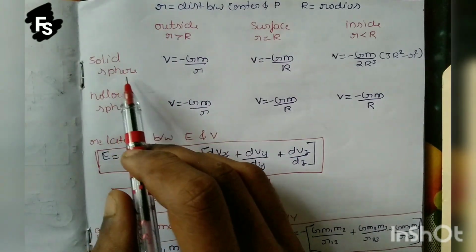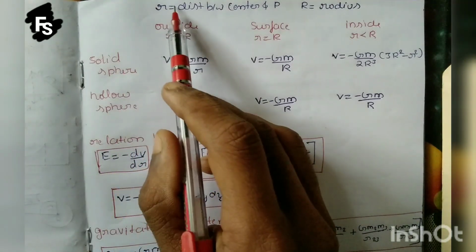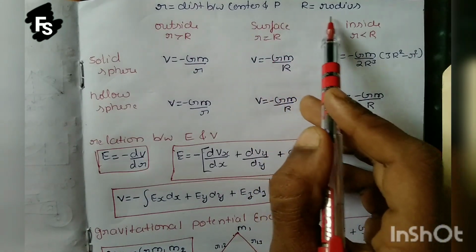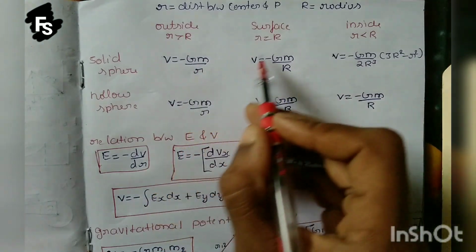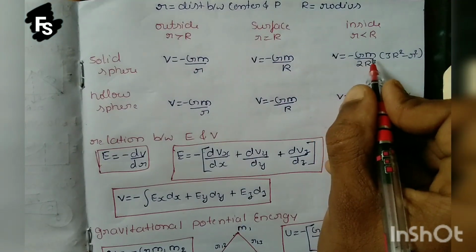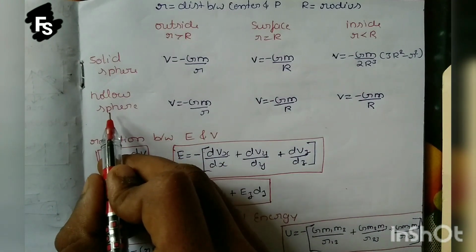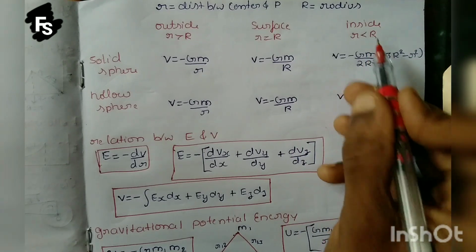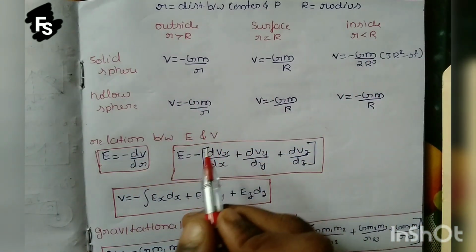See here. Next come to solid sphere and hollow sphere. Gravitational potential due to solid sphere and hollow sphere. See, small r is the distance between the center and P, capital R is the radius. Okay. Solid sphere. Outside the solid sphere, V is equal to minus Gm by r. At the surface, V is equal to minus Gm by capital R. Inside, V is equal to minus Gm by 2R cube into 3R square minus r square. It is very important. Then due to hollow sphere, outside V is equal to minus Gm by r. Surface V is equal to minus Gm by R. Inside V is equal to minus Gm by R. There is no change in the gravitational potential.